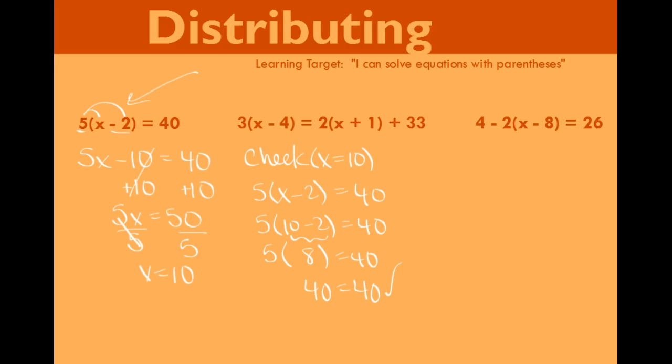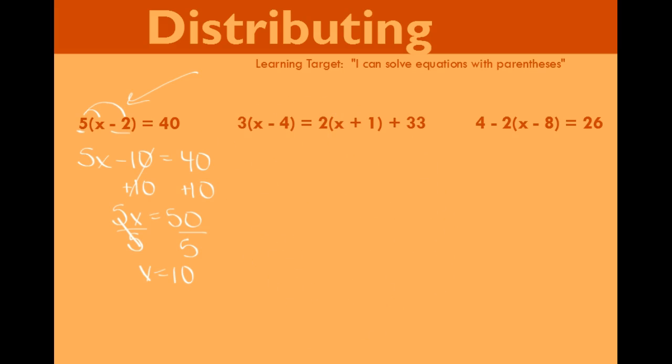Alright, so we're going to do this middle one that looks crazy, but it's really not crazy, it's just more of it. So you can have to distribute more than once in a problem. That's what's happening here. We have 3 times x and 3 times negative 4, but also on this side 2 times x and 2 times 1. So we can do both of those at the same time, because they don't really interact with each other right now. 3x and negative 12, and then 2x, 2.